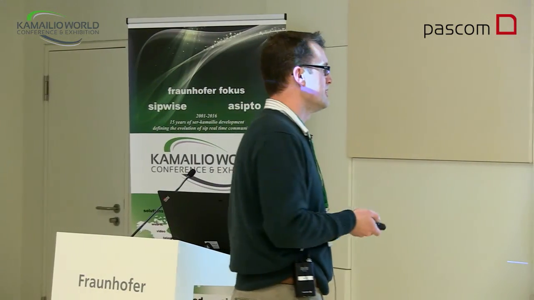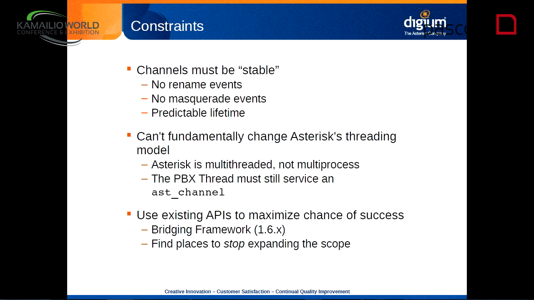So we're not going to fundamentally change the fact that Asterisk is multi-threaded. We're not going to change the fact that you must have a PBX thread that services the channel. If we had changed that, we would have broken everybody, and it's just not worth doing. Might as well start from scratch. So finally, we wanted to use existing APIs to maximize the fact that we're going to actually succeed in this.